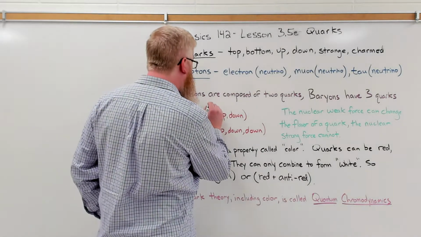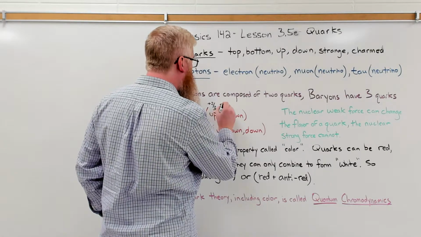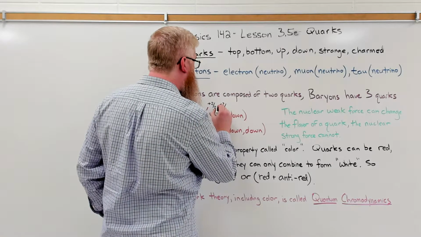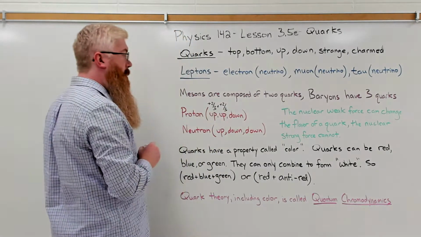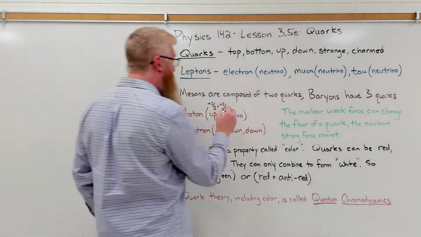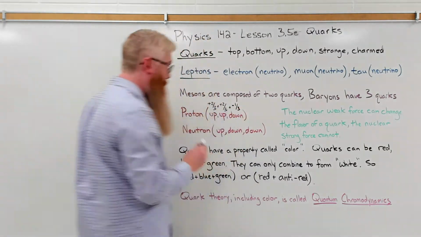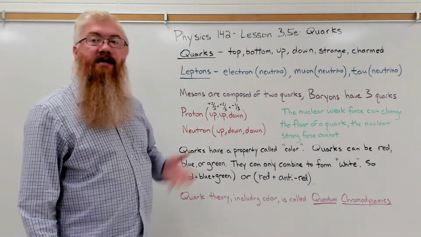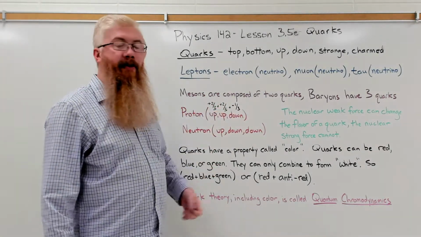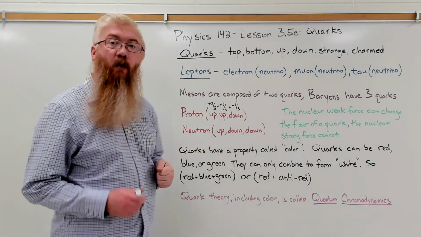The up quark has a charge of plus 2/3. So positive 2/3 plus positive 2/3, and the down quark is minus 1/3 charge. So when you add these charges together, 2/3 plus 2/3 is 4/3, minus 1/3 is 3/3, 3/3 is equal to 1. The proton has a charge of 1.